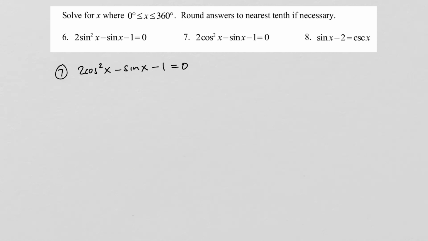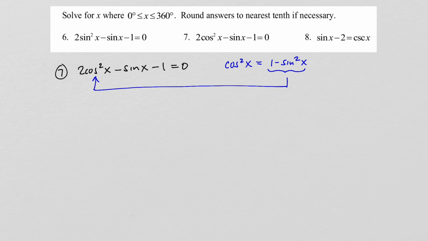For the next problem, you need to be very careful because it looks a lot like the previous problem, but I want you to notice that the trig functions here do not match. So we cannot factor this like we did in the last problem. First, what we need to do is recall that cosine squared of x is the same as 1 minus sine squared of x. This is our basic Pythagorean identity. So I'm going to substitute 1 minus sine squared in for cosine squared. And when I do that, it looks like this.